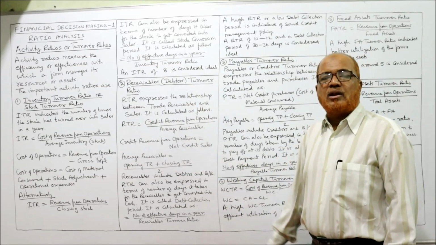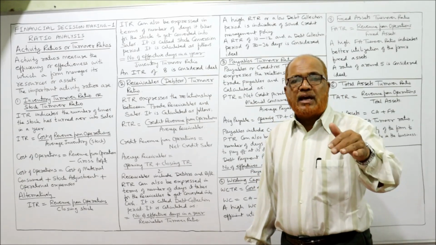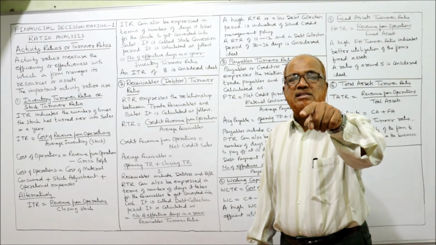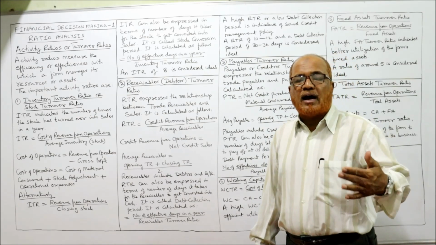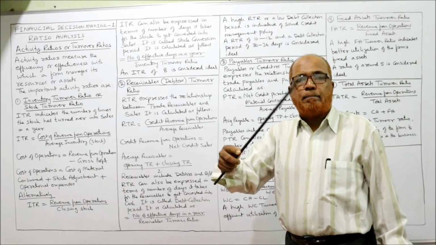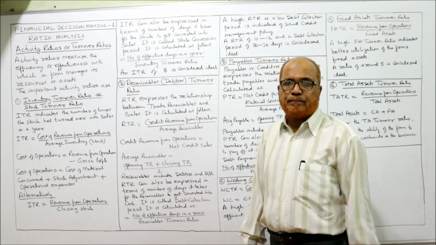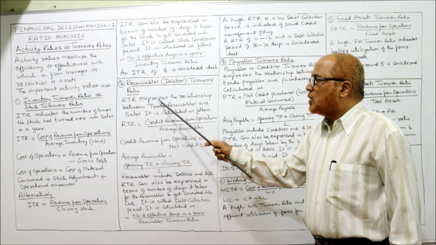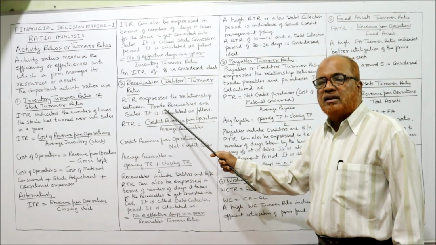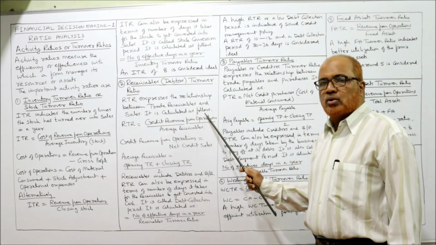The receivables turnover ratio shows how many times we can convert our receivables into cash. That means how many times in 1 year the debtors are paying us the amount. So the receivables turnover ratio expresses the relationship between trade receivable and sales. It is calculated as follows.